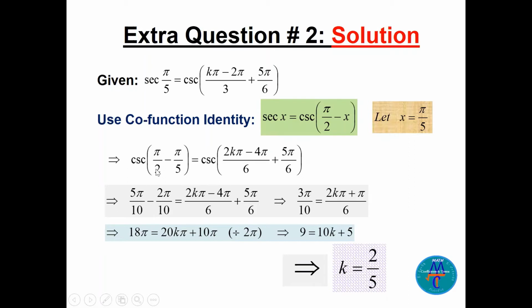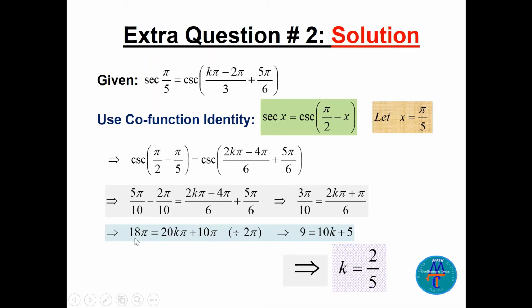So the LCD here is 10, so 5 pi over 10 minus 2 pi over 10. And here the LCD is 6, so multiply up and down by 2: 2k pi minus 4 pi plus 5 pi over 6. When we simplify, we get 3 pi over 10, and this becomes (2k pi plus pi) over 6. Cross multiply, we get 18 pi is equal to 20 pi times k plus 10 pi.